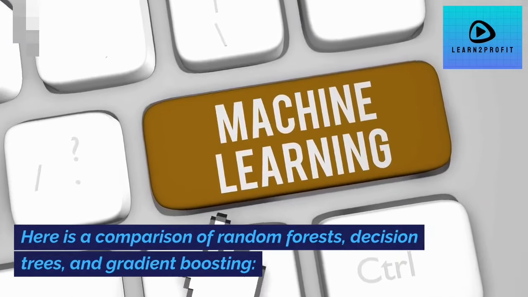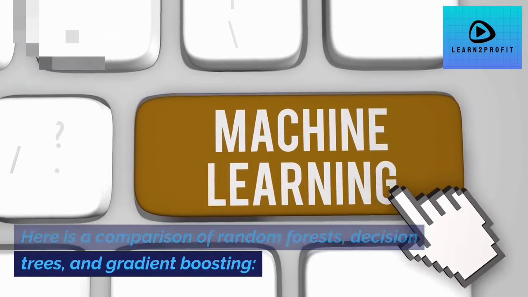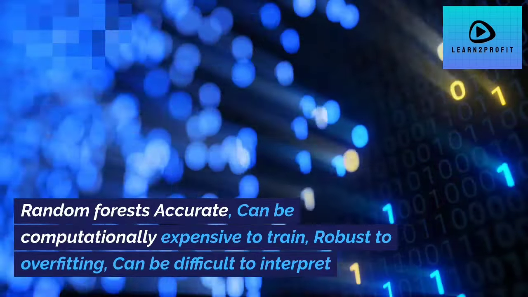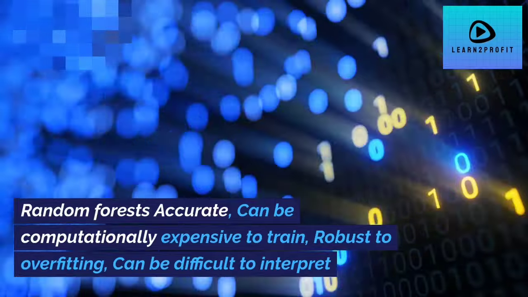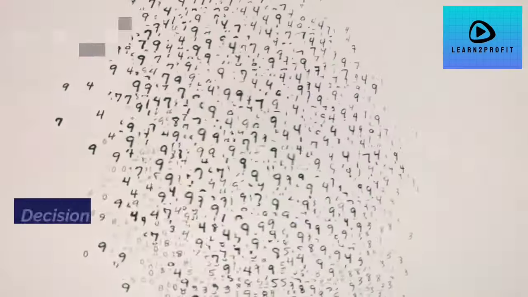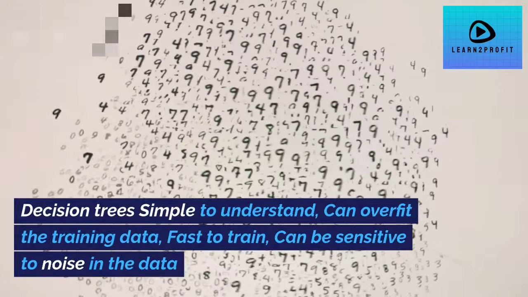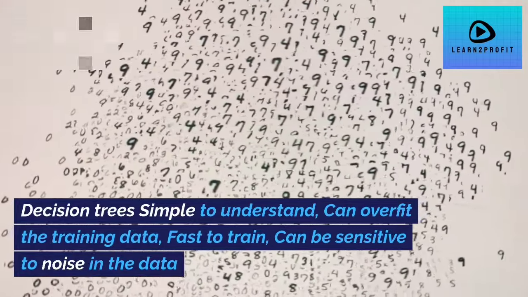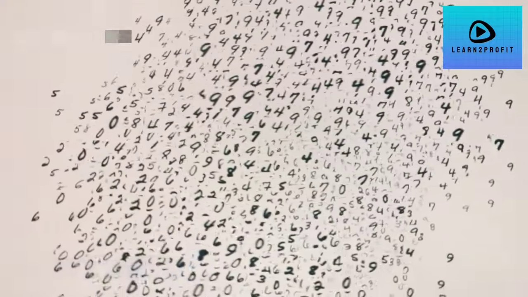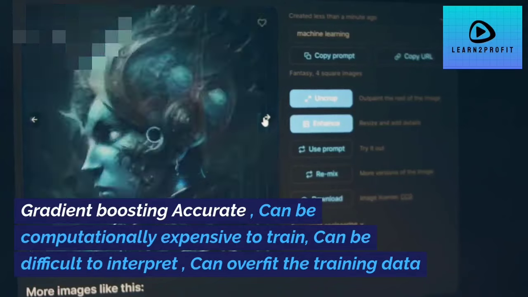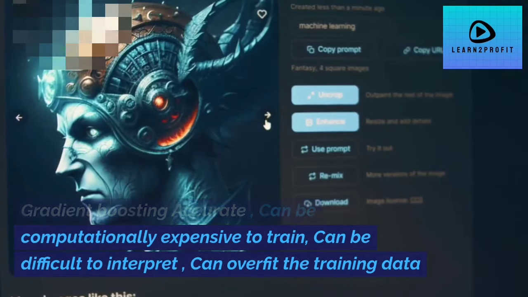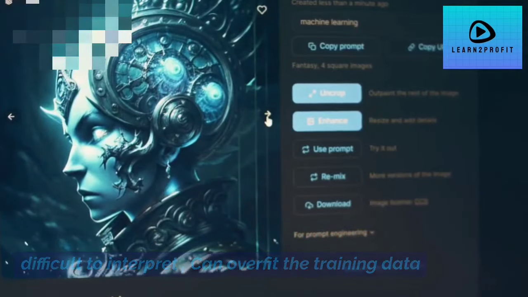Here is a comparison of random forests, decision trees, and gradient boosting. Random forests: accurate, can be computationally expensive to train, robust to overfitting, can be difficult to interpret. Decision trees: simple to understand, can overfit the training data, fast to train, can be sensitive to noise in the data. Gradient boosting: accurate, can be computationally expensive to train, can be difficult to interpret, can overfit the training data.